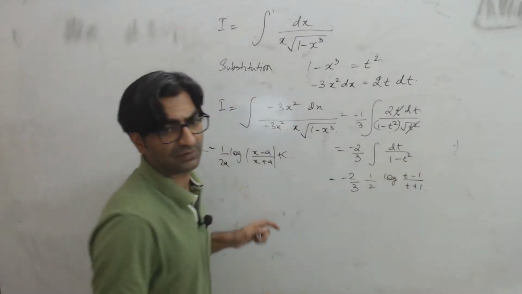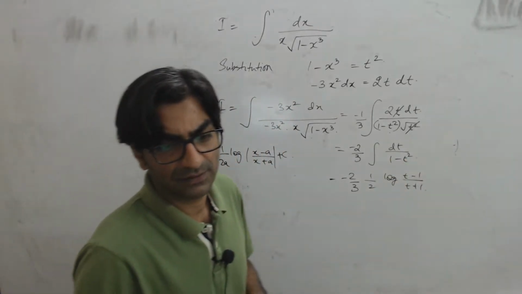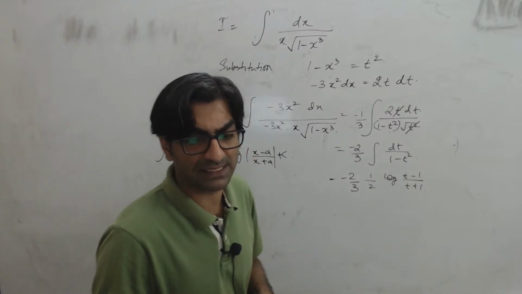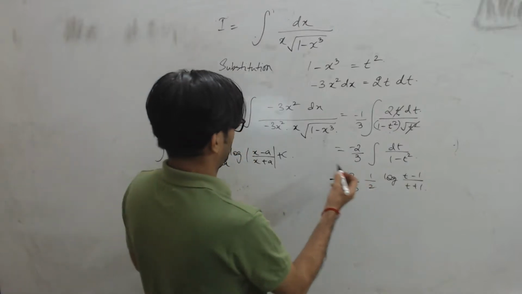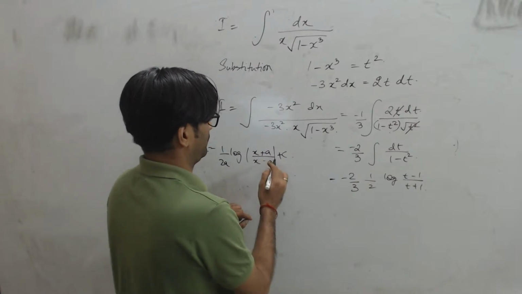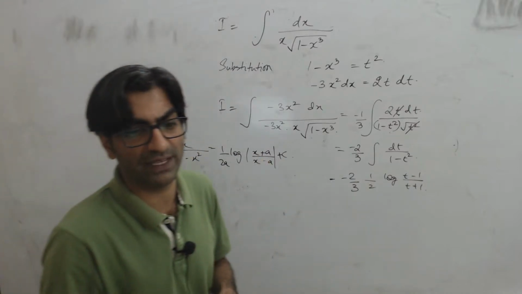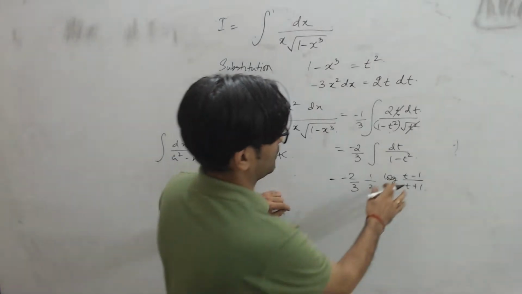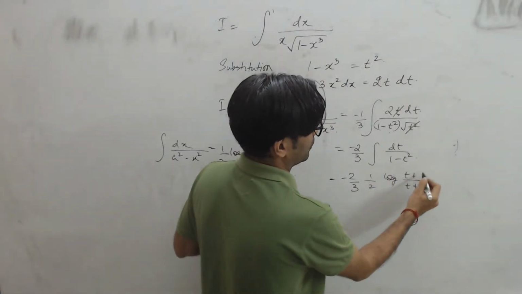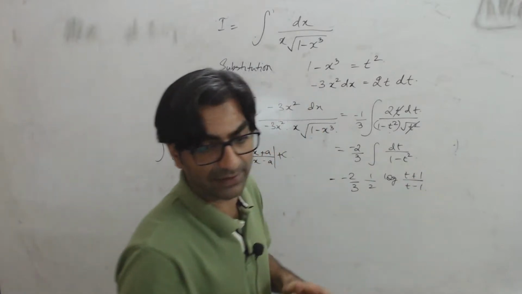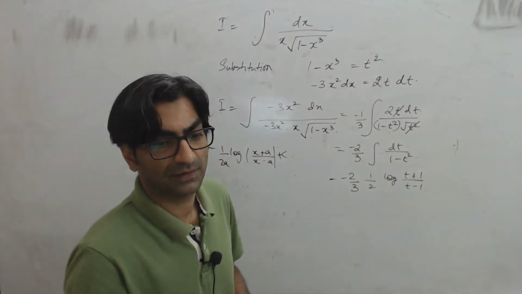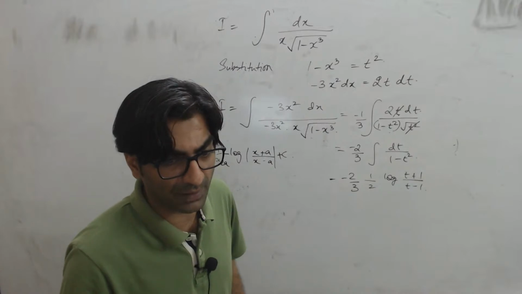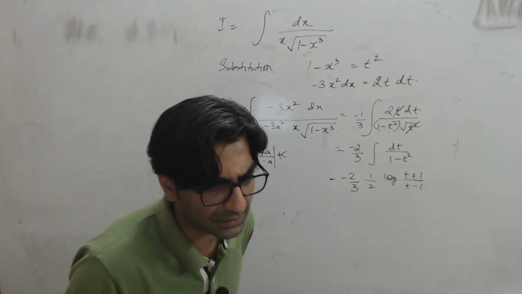Sorry, x plus a upon x minus a, right? Since this is a square minus x square, it will be x plus a divided by x minus a. So this becomes t plus 1 divided by t minus 1. Is that there in the option choices? Obviously, t will have to be substituted by root of 1 minus x cube.